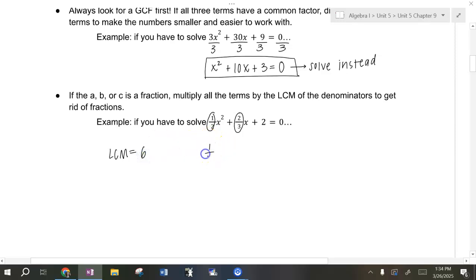So what I'm going to do is go through and multiply every term in here by 6. I'm actually going to put it in the front of each term.